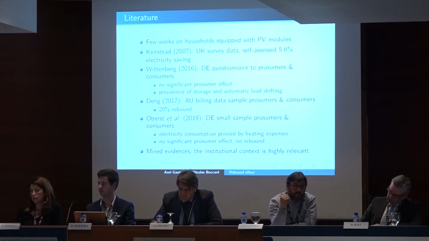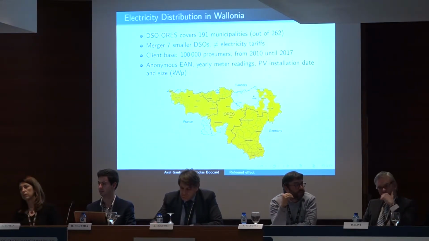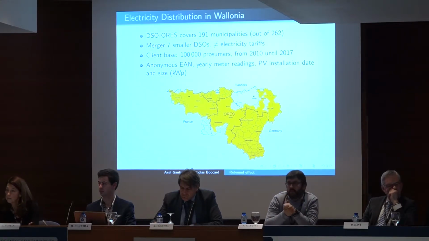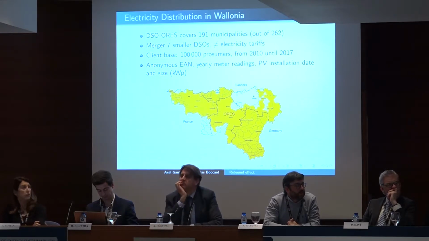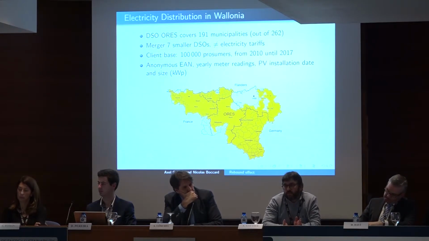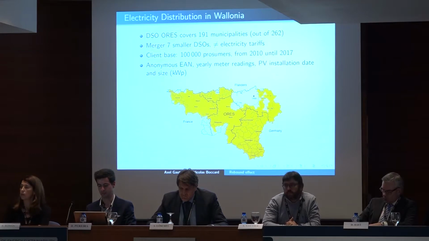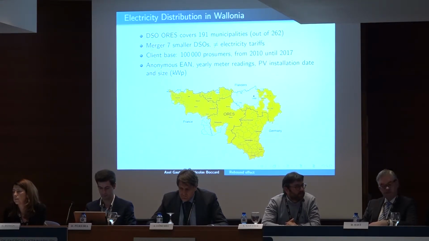And how do we interpret this mixed evidence? That is probably highly dependent on the institutional context in place. So let's turn to what we are doing. We have data from the main distribution system operator in Wallonia, covering this yellow area on the map, 191 municipalities out of 262. It's the merger between 7 smaller DSOs, and interestingly for the study, they continue to keep 7 different distribution tariffs in the pre-merging zones. So we have all the data of the prosumers in these regions, which means 100,000 prosumers. We have data from 2010 to 2017.